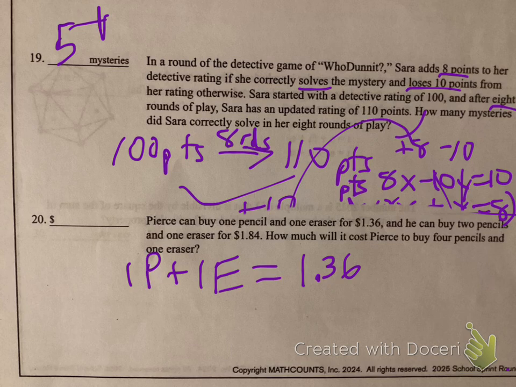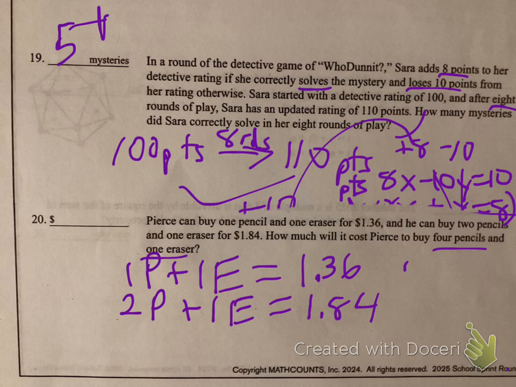And he can buy 2 pencils and 1 eraser for $1.84. We want to find 4 pencils and 1 eraser, how much that costs. So 4P plus 1E is what we're trying to find. Well, I could do this a couple different ways, but I think I'm going to do it using elimination.